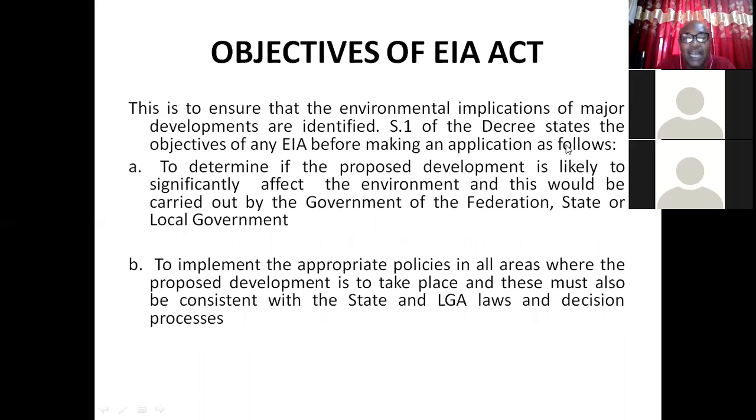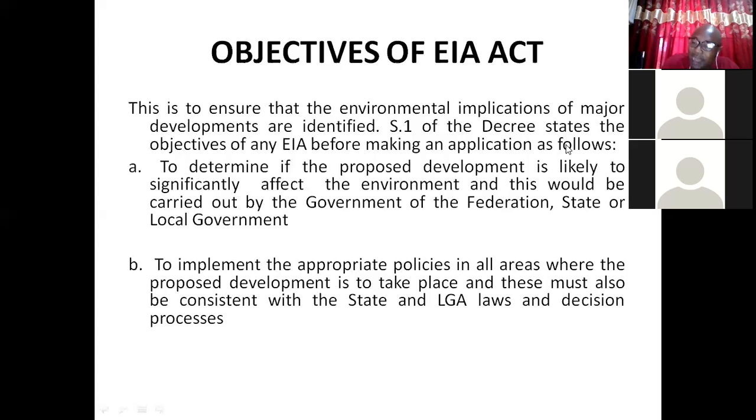And the objective of the EIA Act, according to subsection 1 of the decree, is to determine if the proposed development is likely to significantly affect the environment, and this will be carried out by the government of the federation, state, or local government. That means for the EIA in Nigeria, the federal government cannot carry out an EIA of a project alone because environment is on the concurrent list in the Constitution of the Federal Republic of Nigeria. So the EIA is implemented in conjunction with the state where the project is situated and the local government where the project will be.